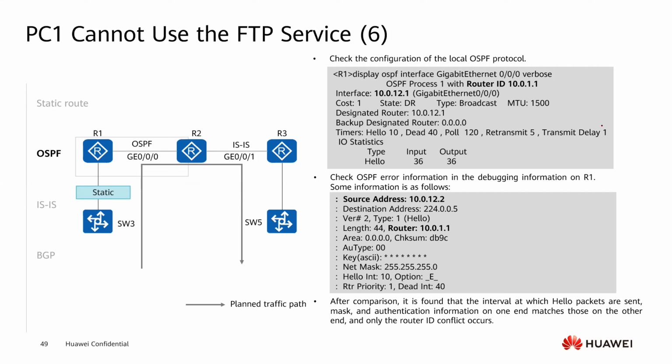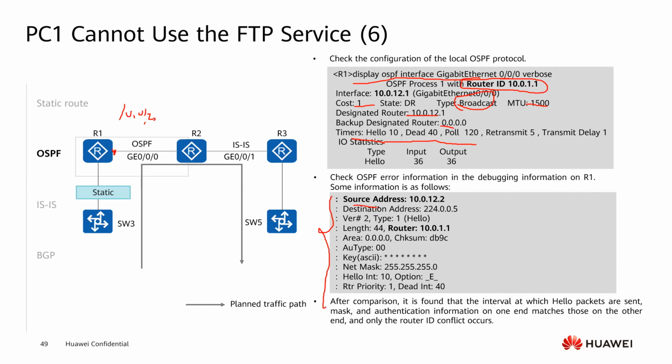Check the configuration on R1. You can see here display OSPF interface. Local router ID is 10.0.1.1, and the IP address here is 10.12.1.1. We can also see the DR and the OSPF network type, MTU, and the timers, hello timer and dead timer. And then we check the debugging information.